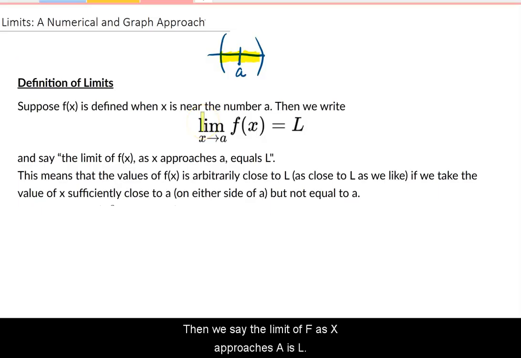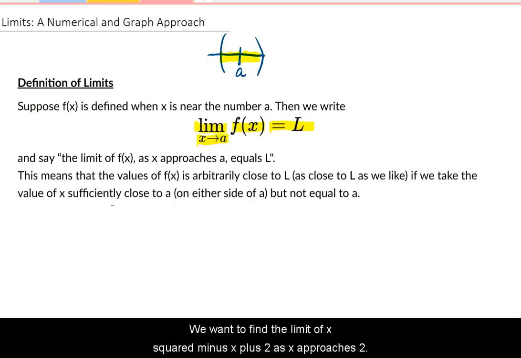Then we say the limit of f of x as x approaches a is L. This means that the values of f of x are as close to L as we like, if we take the value of x sufficiently close to a, on either side of a, but not equal to a. Let's look at this example.